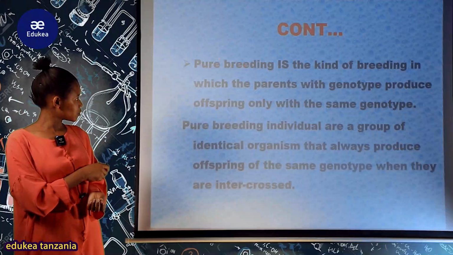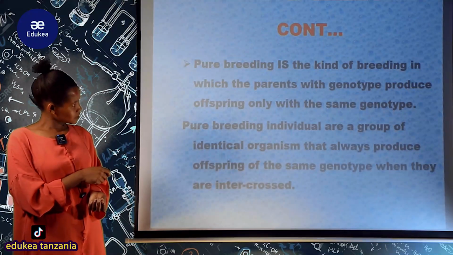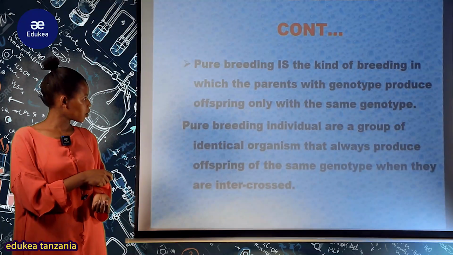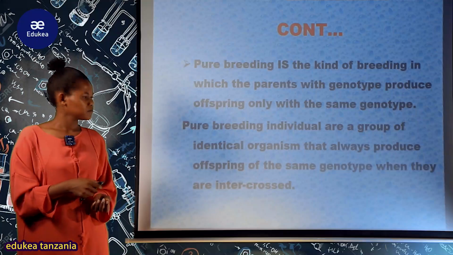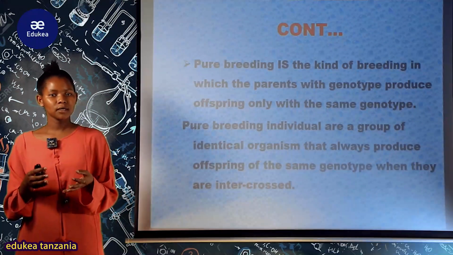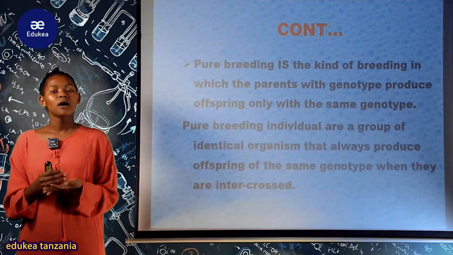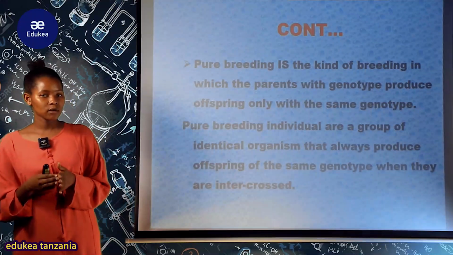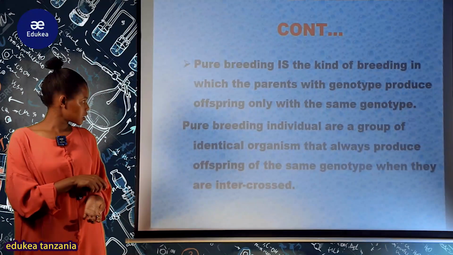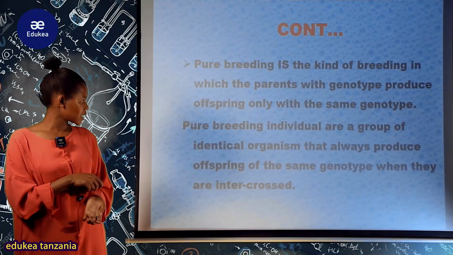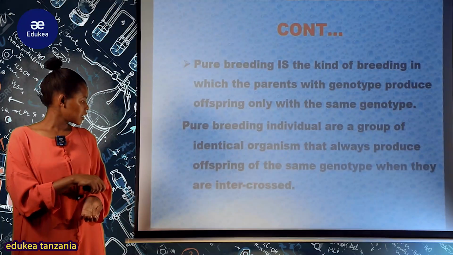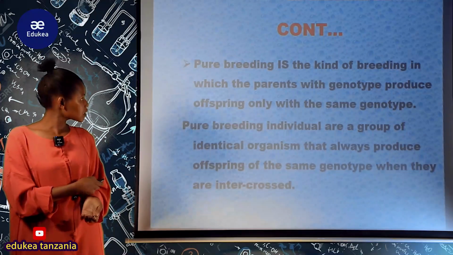Also tutaenda kuangalia pure breeding, is the kind of breeding in which the parents with genotype produce offsprings only with the same genotype. Kwa tunapozungumzia hizi pure breeding ni kile kitendo ambako parents wana produce offsprings wenye genotype kama za kwao ambazo hazijavari na zile genotypes zao. And pure breeding individuals are a group of identical organisms that always produce offspring of the same genotype when they are intercrossed. Hii tushaiona vizuri.